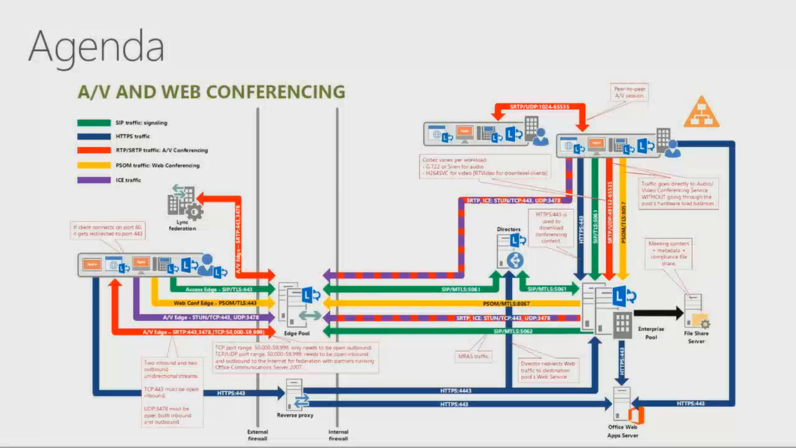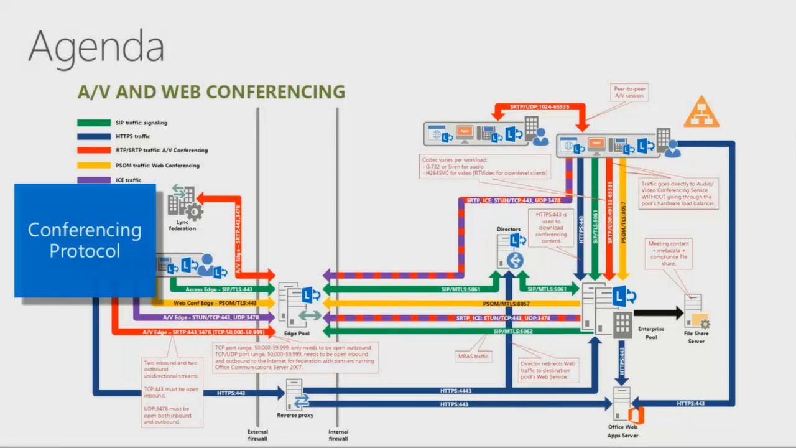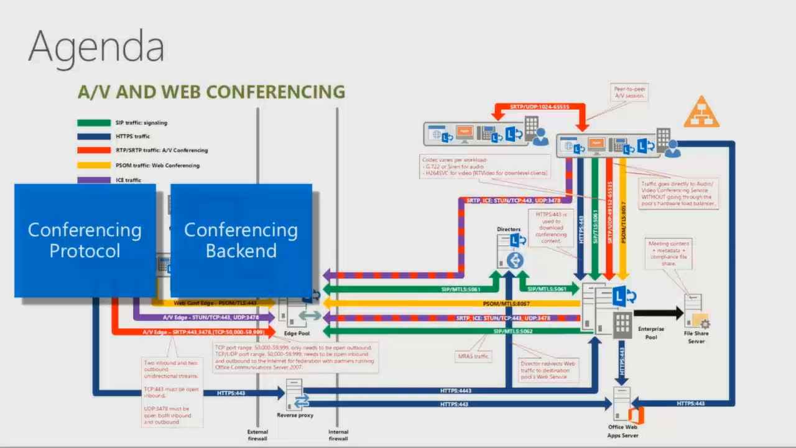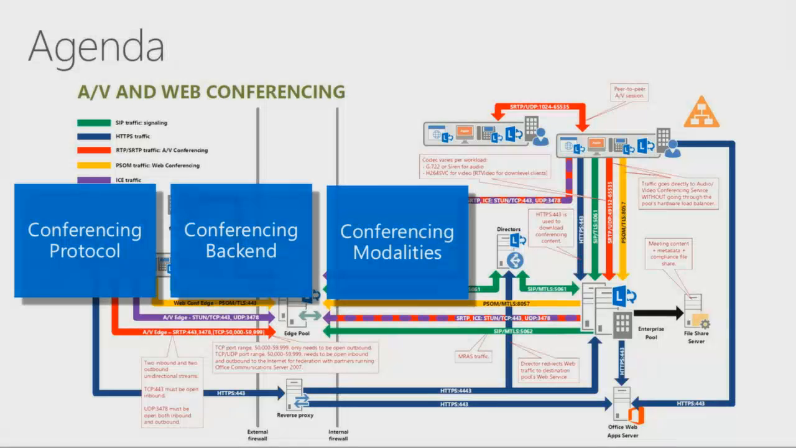But of course, we're not only going to talk about all those arrows on the slide, we're also going to talk about conferencing in general. For example, we are going to talk about the conferencing protocol because we're going to talk about what's going on under the hood as well in the conferencing. So what protocol is used, what servers, what components. So this is the first thing, and then we're going to look at the backend infrastructure. We are going to talk about the modalities because there are a lot of modalities, not only audio or video, there are some other things as well.